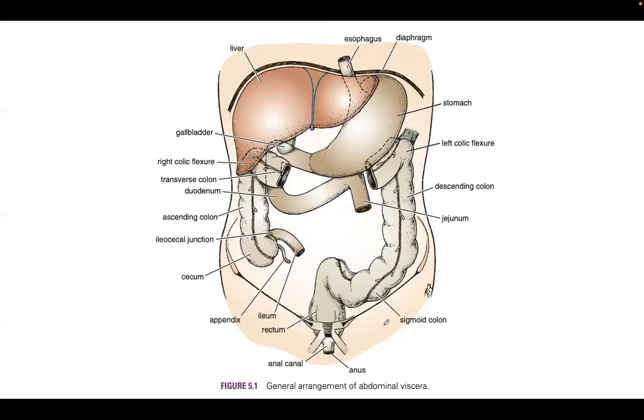Now, let me just give you an overview, okay? An overview of basically what's found in your textbook. So it shows to you there everything in the abdominal viscera. So we're going to take up the esophagus. We're going to take up the ileum, okay? We're going to take up the jejunum. So that's the small intestines.